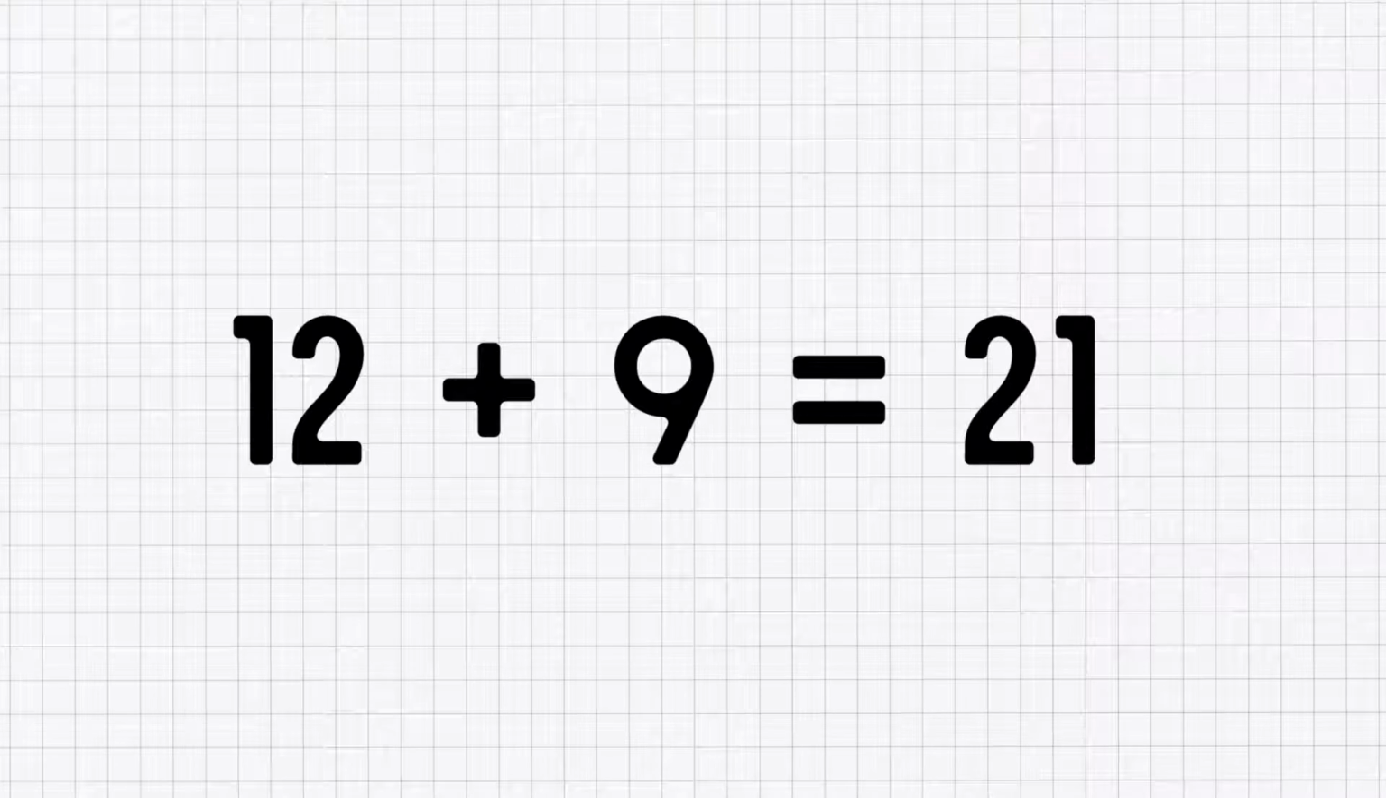For another example, we have positive 12 plus positive 9, which is equal to positive 21 because the two numbers being added are both positive.